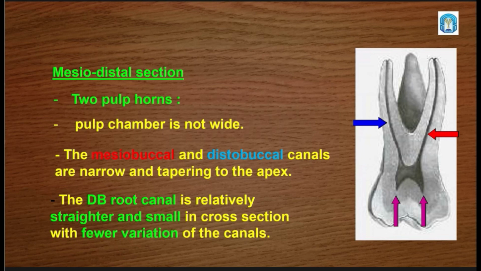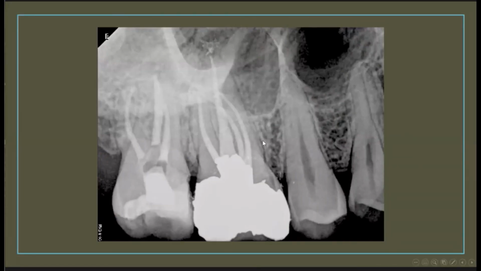It is very difficult to prepare the distobuccal canal because it is very narrow, though it is short, and there may be curvature also in the distobuccal. This is the X-ray you can see. This is the palatal canal, very big, strong. You see how wide it is in the neck area.